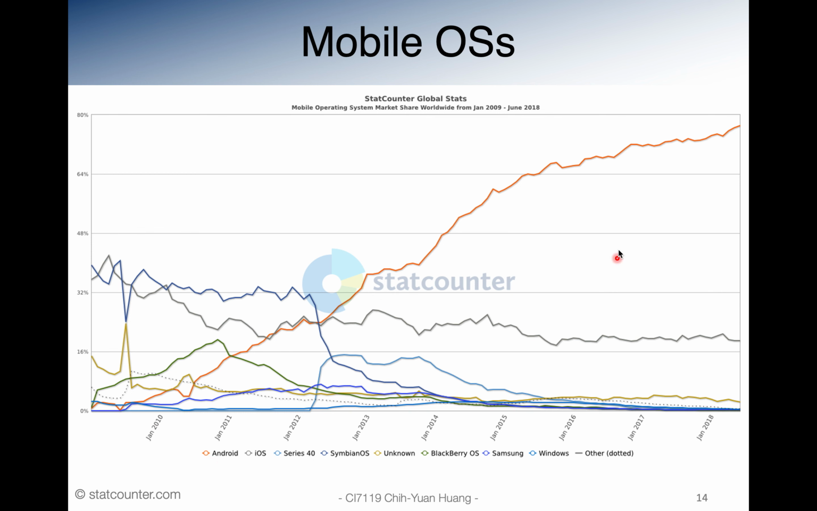In terms of the market share for the operating system, as you can see, Android actually occupies near 80% of the smartphone market. On the other hand, Apple's iOS is about 20% of the market share in these statistics up to 2018.